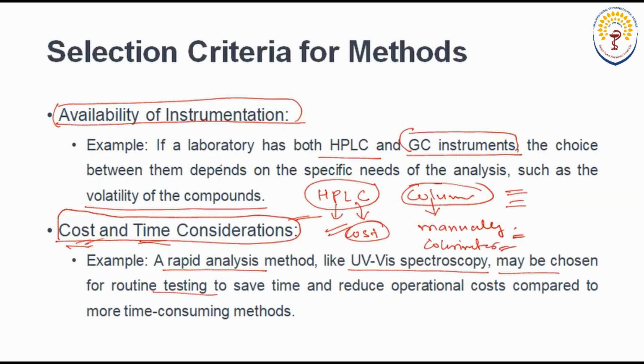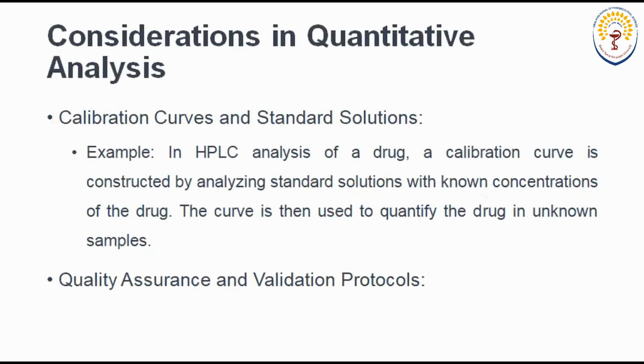But colorimeter will take much time and UV visible spectroscopy will take lesser time. So if you want your analysis to be done in a lesser time, then you will definitely go for UV visible spectroscopy. Now, considerations in quantitative analysis. There are some important things that you need to consider.